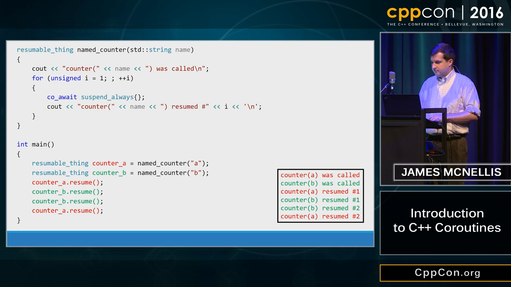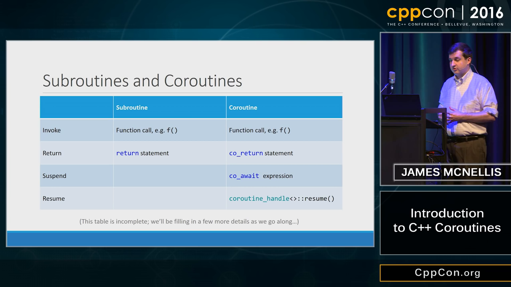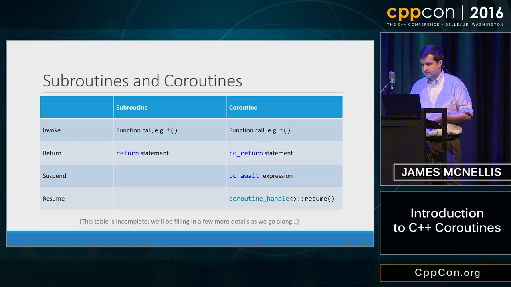So now we can fill in that last row of this table, and we can say that in order to resume a coroutine, we call the resume function on the coroutine handle. Are there any questions?